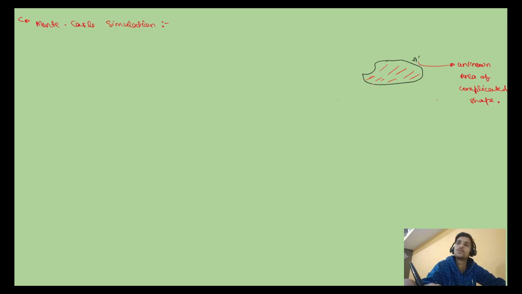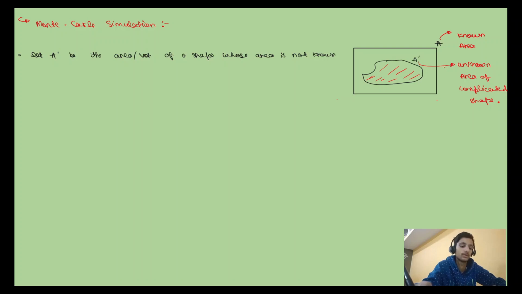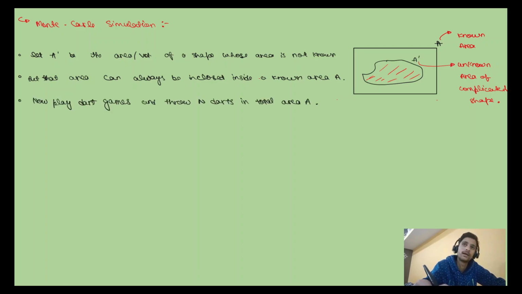But what you can do is inscribe this particular unknown area inside a known area. Let's suppose this A is the known area and A prime is the unknown area. It could be volume also, but then that will be a different situation. So let's try to play a dart game. You will place this area here, and then you will throw darts on this capital area A, right? So we will throw all these darts here.